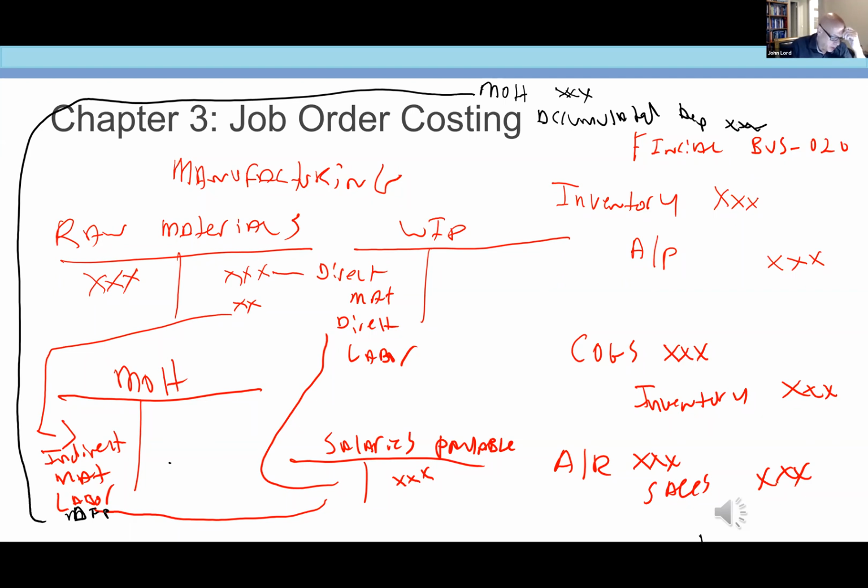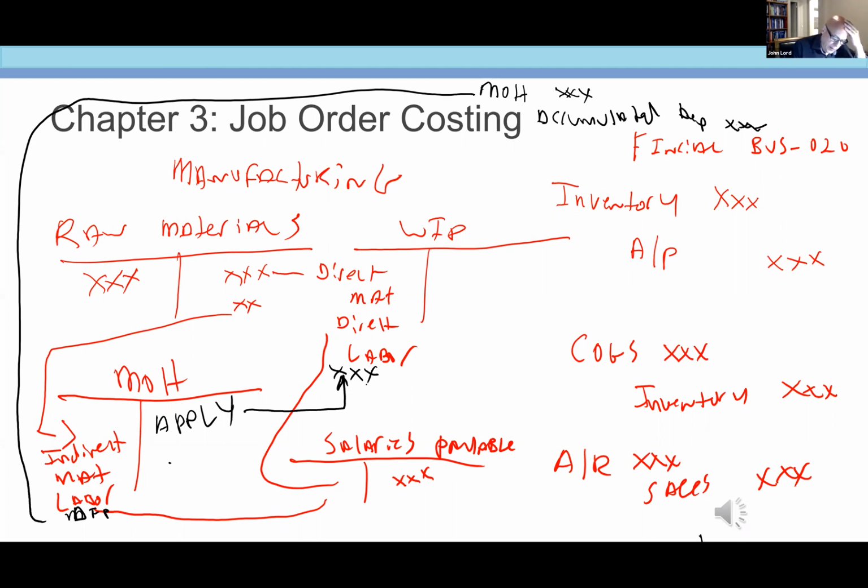Okay. Now what we do is we put those all as debits into my manufacturing overhead, and then we apply the manufacturing overhead using a predetermined overhead rate, and we apply that to work in process. And that predetermined overhead rate is how we take those indirect costs out of my manufacturing overhead account, get them to work in process.